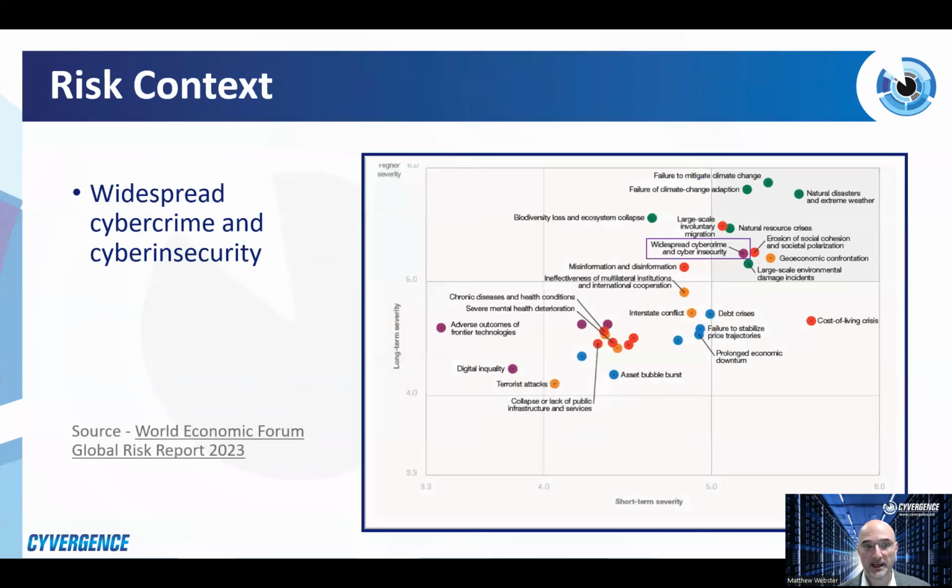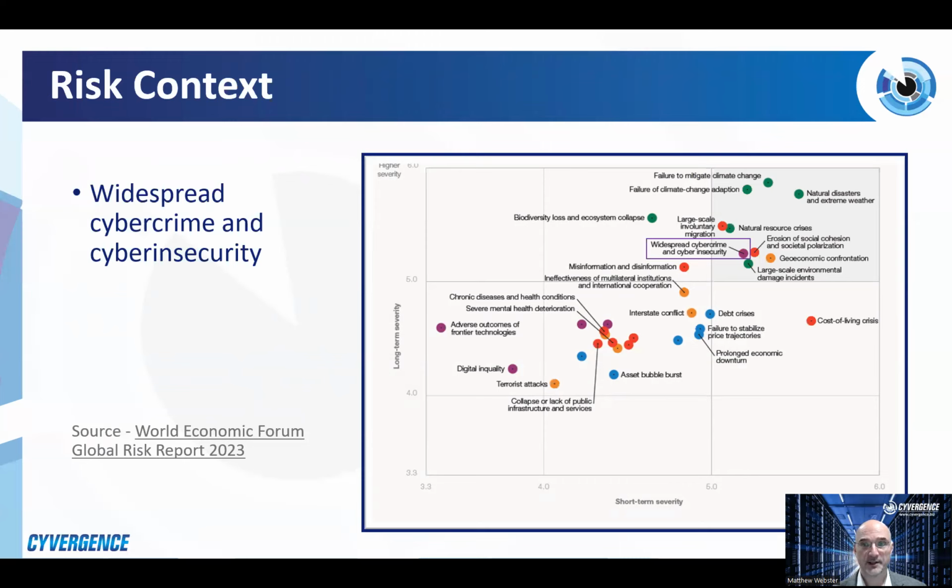So this next slide comes from the World Economic Forum Global Risks Report for 2023. If you go up to the upper right-hand corner, those are the more severe risks, the long-term risks and the short-term risks. For most companies, you're seeing things like failure to mitigate climate change, failure of climate change adaptation, natural disasters, and extreme weather. For most companies, that isn't the most important thing. For some, it may be.